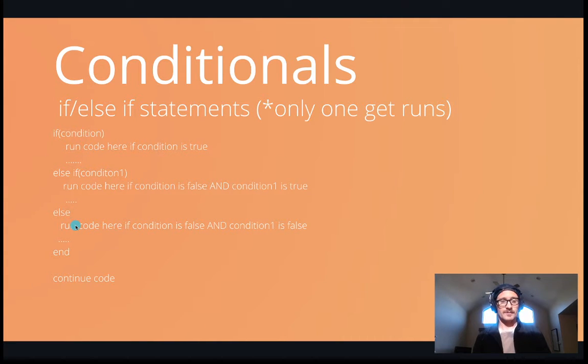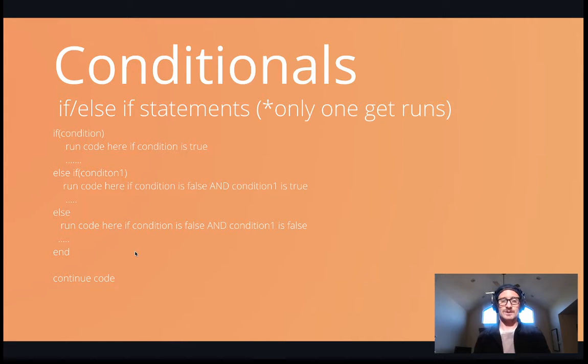And then else: run code here if this first condition is false, and this condition 1 is also false. So no, only one of these gets run. And we can have as many else ifs as we want. So if you have more than one condition, you can do an else if.